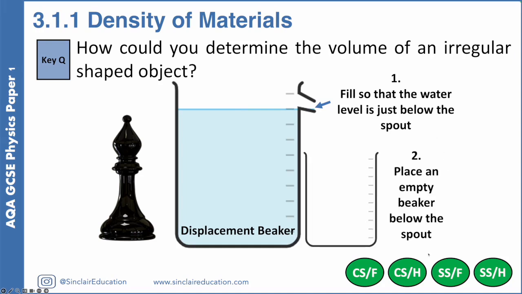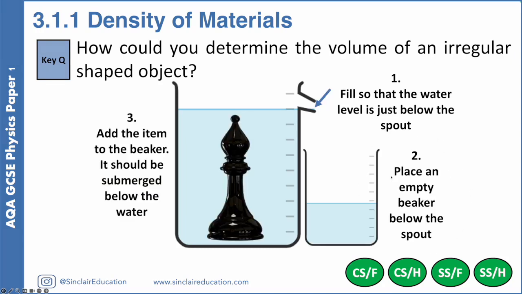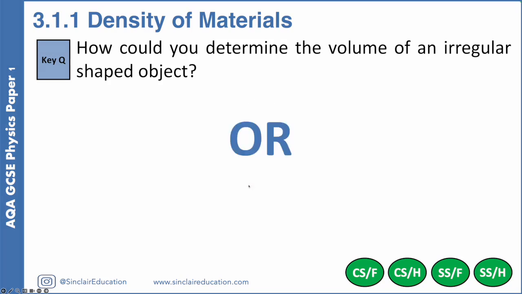We'll place an empty beaker below the spout, and we'll place our object in, ensuring that it's fully submerged underneath the water, and it will displace the water. We will collect and measure the volume of water that has been displaced, because this water volume here should be equal to the volume of the object.